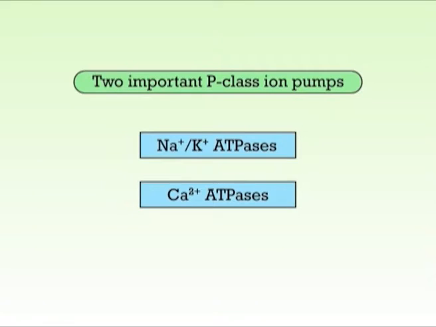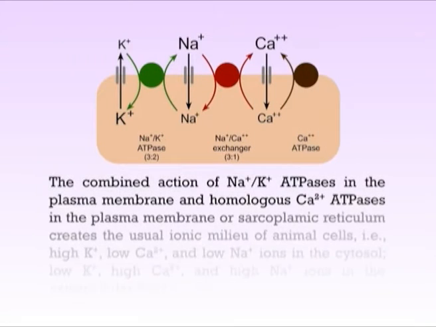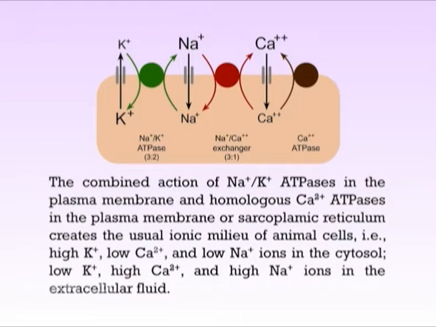calcium ATPases. The combined action of sodium-potassium ATPases in the plasma membrane and homologous calcium ATPases in the plasma membrane or sarcoplasmic reticulum creates the usual ionic milieu of animal cells, that is, high potassium, low calcium, and low sodium ions in the cytosol, low potassium, high calcium, and high sodium ions in the extracellular fluid.